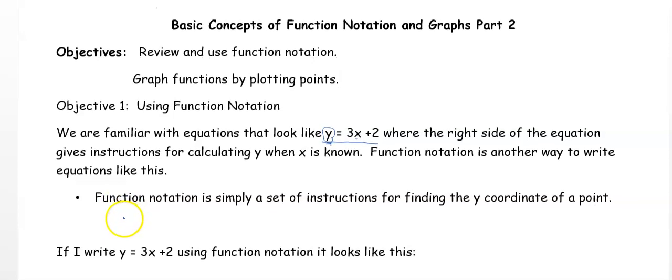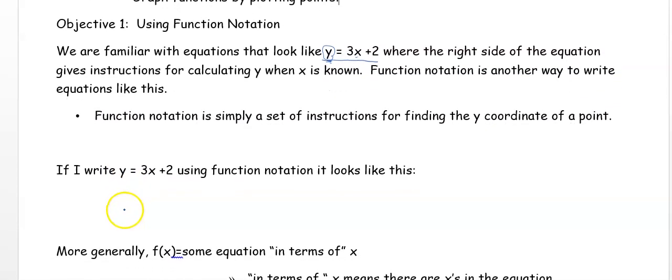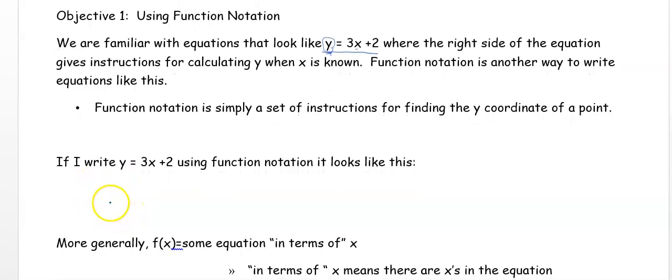So if we look at y equals 3x plus 2 and we write it in function notation, I'll name my function f. That's typically what we start with, but you can name it anything. I get f of x equals 3x plus 2. Look, it's exactly the same. F of x equals 3x plus 2. This is y. Once you calculate f of x, you found the y coordinate that goes with some x.